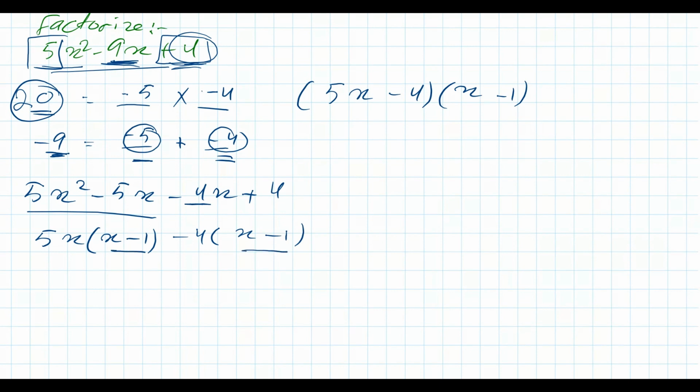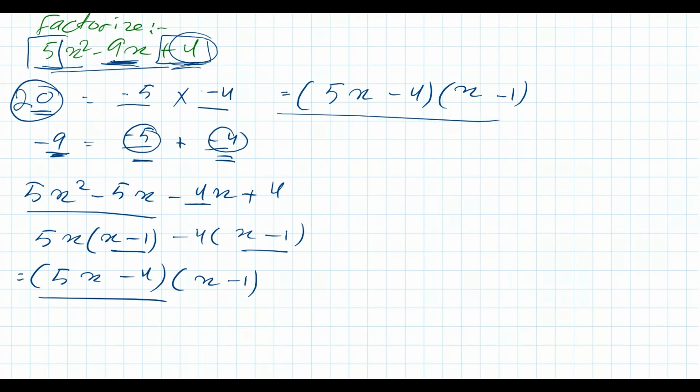x minus 1 and x minus 1, I'll take x minus 1 as a common factor. Then it becomes 5x minus 4 by x minus 1, which is the same result. This is from regrouping, and this is from the last method.